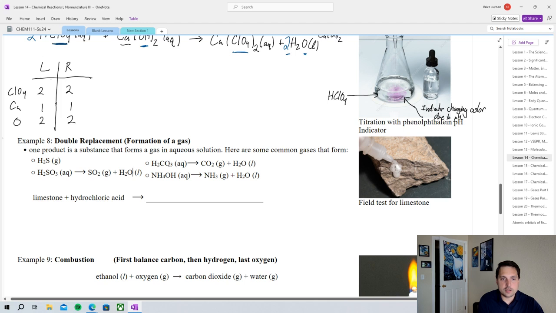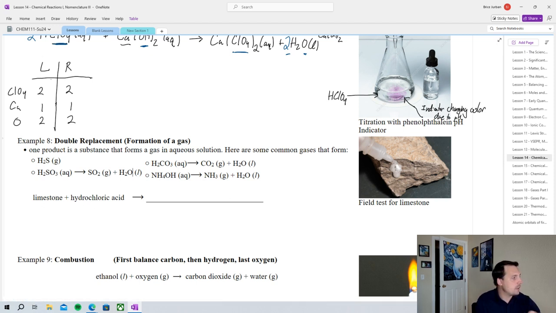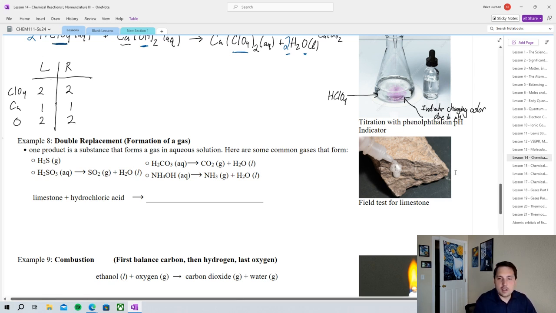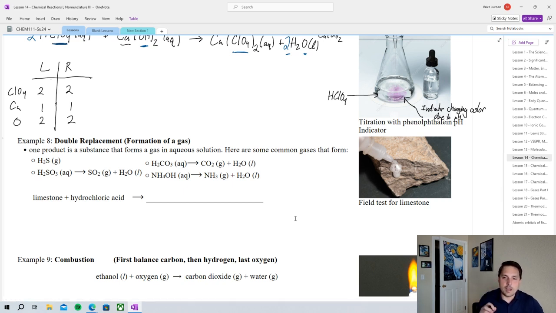If you form the product dihydrogen carbonate, you end up getting carbon dioxide and water as a product. And then if we have ammonium hydroxide, that always breaks down into ammonia and water. So those are the only 4 that you need to be familiar with. And then for this reaction, I have limestone. And if I take limestone in the field and I take a little bit of hydrochloric acid and I put it on the limestone, we'll end up getting a bubbling reaction that occurs.